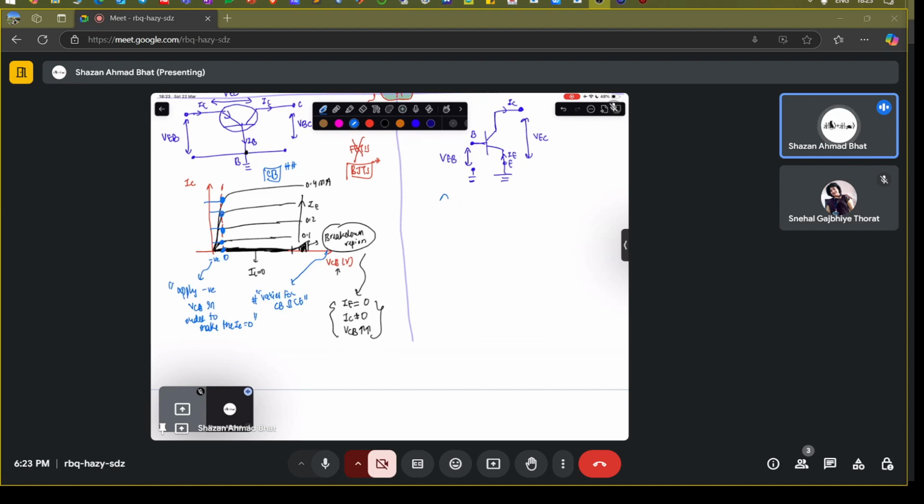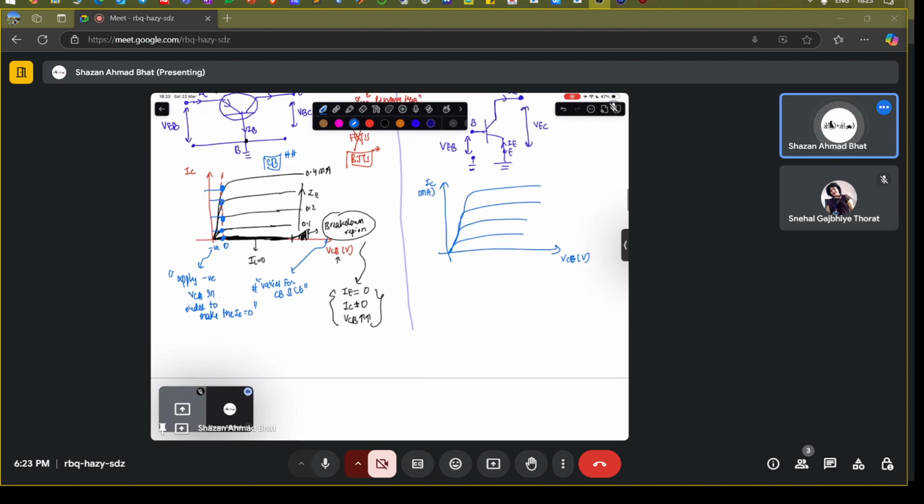If we instead see these current characteristics in the common emitter configuration, we get something like this, where you have the collector current, let's say in milliamps, and the VCE here, which is with respect to the emitter, because it's a common emitter configuration, and you are increasing the base current in this direction. In this particular plot, this is the 0.0 volt. So at VCE equal to 0, the IC is equal to 0 milliamps in this configuration.